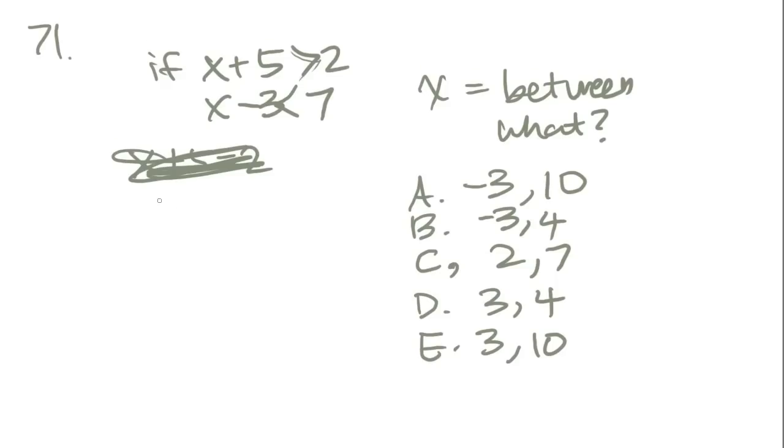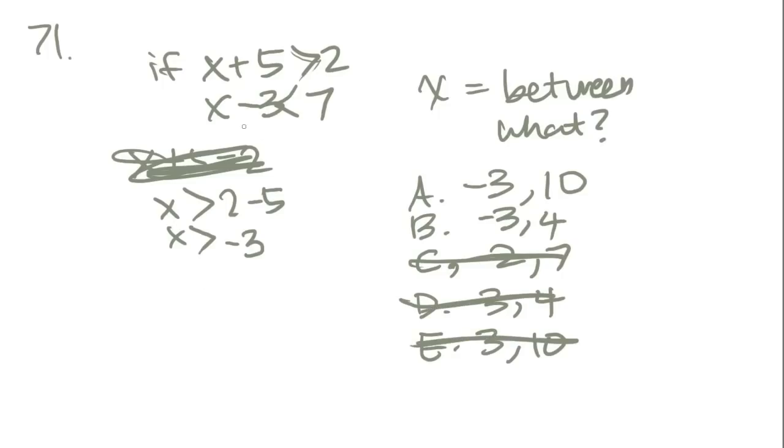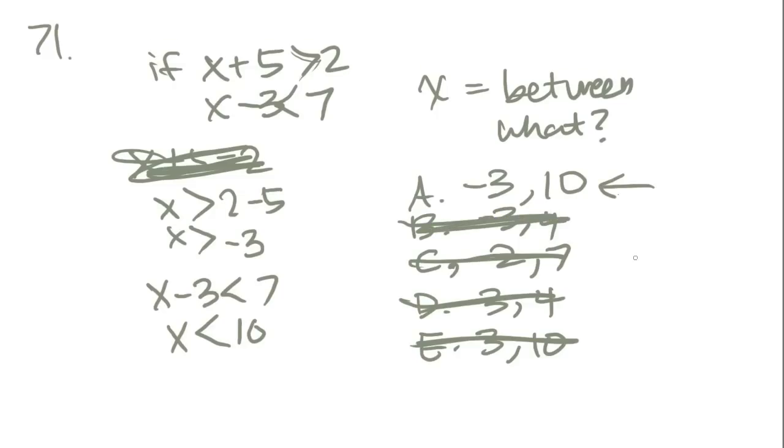So if you subtract 5 from both sides, you get x is greater than 2 minus 5, which is x is greater than -3. So we know x is going to be greater than -3. Let's eliminate C, D, and E. Second part of the inequality: x minus 3 is less than 7. Add 3 to both sides, and you get x is less than 10. That eliminates B, and we have our answer, which is A.